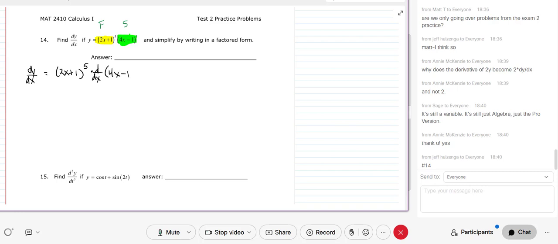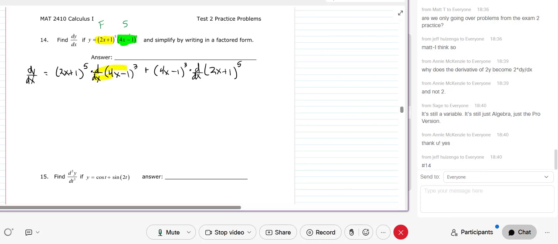I'm just going to go ahead and put it in the product rule and then continue from that part. Then you have the second, and then you're going to multiply that by the derivative of the first. And these two derivatives right here are going to be chain rules. Okay, so what you're going to have is you just bring down the 2x plus 1 to the fifth.